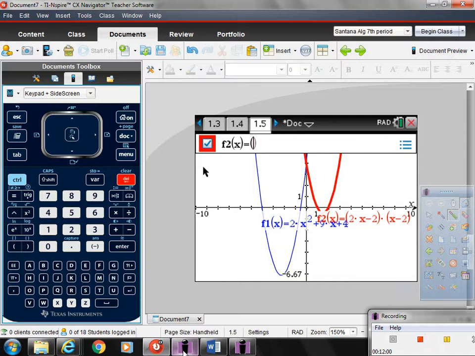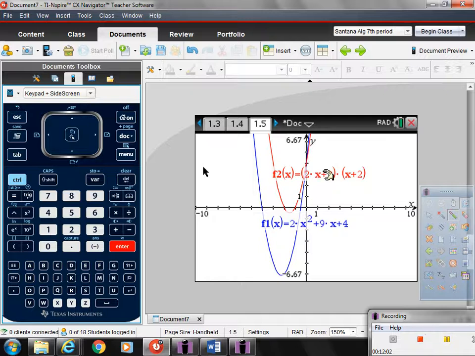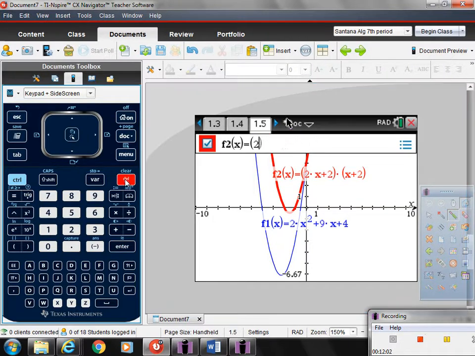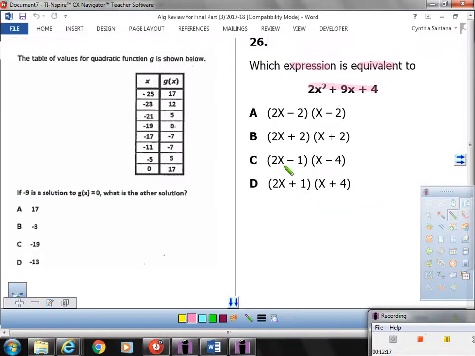So let's try answer choice B, 2x plus 2, and then times x plus 2. Okay, that's not going to work either. So I'm going to delete that one. Try answer choice C, 2x minus 1 and x minus 4.